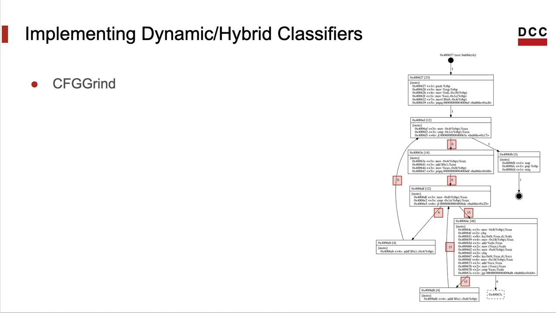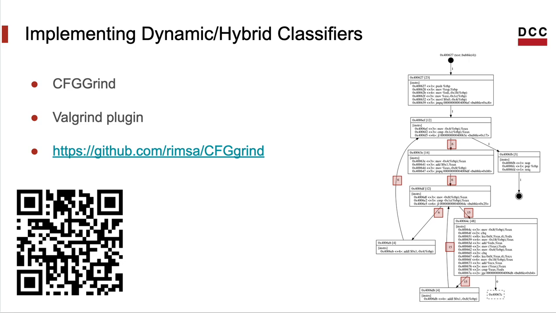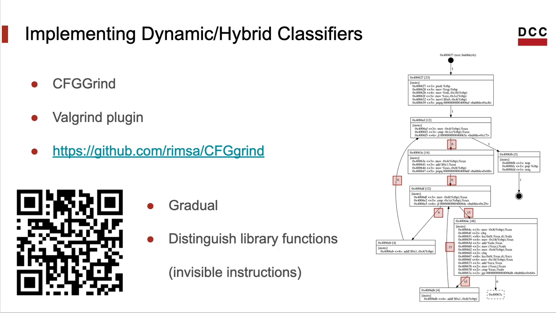To build this dynamic slice of the program's executable with instruction frequencies, we use CFG-grind. This is a Valgrind plugin. It's an open source tool that's fairly easy to use. If we build the dynamic CFG, it will build it gradually, meaning that if we execute the program more than once with different inputs, then it can keep increasing the CFG as we see more of it. And it can distinguish instructions that belong to the program from the instructions that come from libraries, for instance, which exist outside the text segment of the executable.